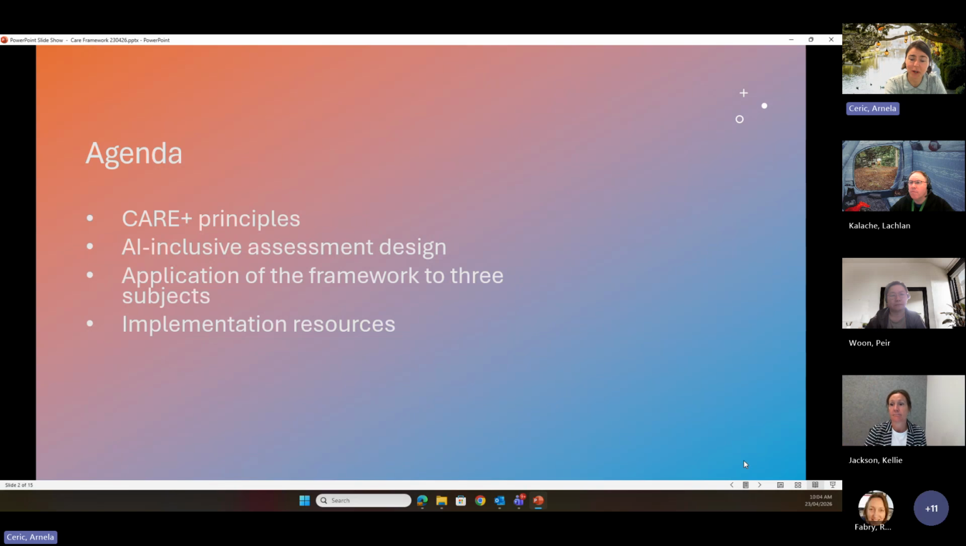So we will talk a bit more about Care Plus principles and the 6 steps of AI inclusive assessment design. And then we really wanted to talk more today about how each of us has applied the same framework in different ways. We also have some implementation resources that we're happy to share. And then we'll have a little chat, and we are happy to answer all of your questions. We can tell you a lot more than what we prepared to talk about today. So let's get into it.